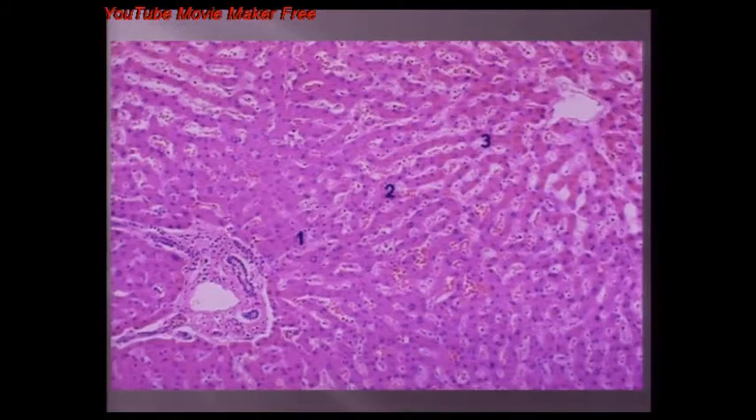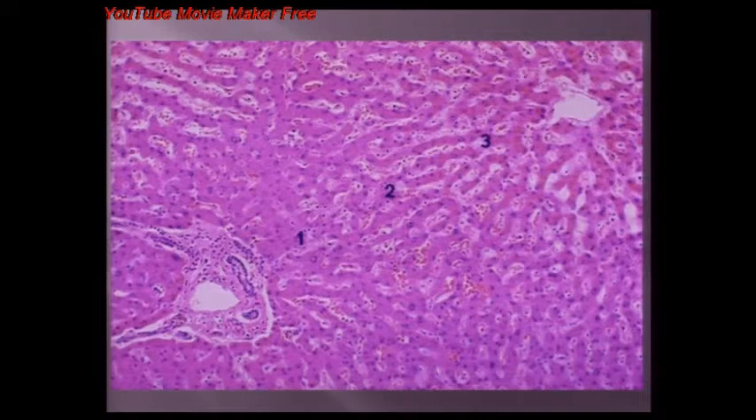You've got the portal tract here. There's the portal vein, the bile duct. The arterial is not well represented here, but I'll show you that in another picture. There's the central vein. Blood flow, remember, is going to go from here to here. And then here's how we separate the liver into zones.